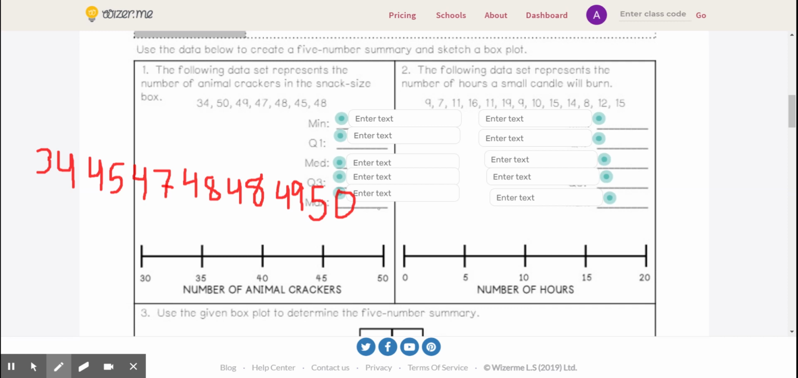Okay, now an easy way to find your median, to find the middle number instead of counting the numbers, you can make X's going from left to right. So I start all the way to the left, and this will help me find my middle number because I should have equal number of X'd out numbers on both sides. Okay, so I'm going to X out this, X out this. So I have 3 numbers on each side. So this number is my median, which is 48.